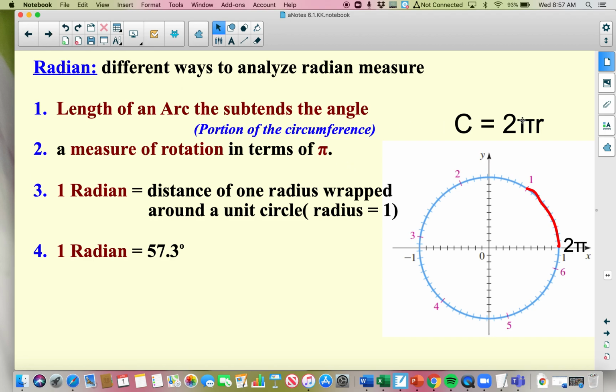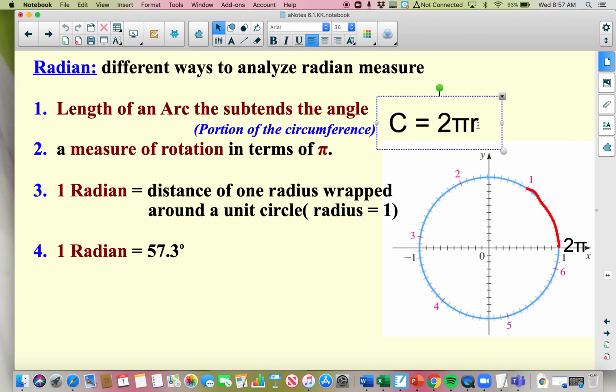So if you have the portion of your circumference, here's reminding you circumference is 2 pi r. So if I'm dealing with a unit circle, my radius is 1, right? So if my radius is 1, my circumference is 2 pi. And that's why one rotation, of course, is 2 pi radians. So if you have the length of an arc that subtends the angle, that is this red line here, for example. Of course, it could be different lengths, but that distance, that length is measured in radians.